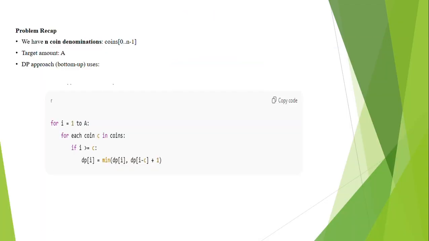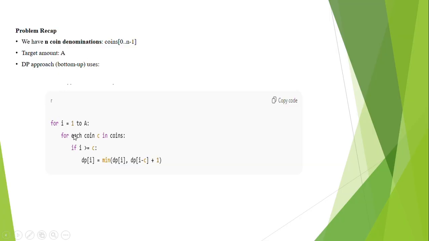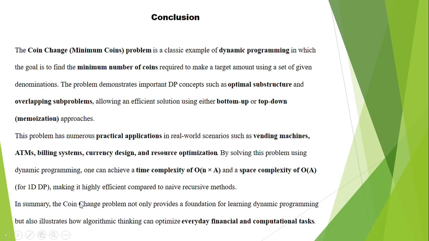Now we have two for loops to find the target amount. Here we have the time complexity. We have two loops, an outer loop and an inner loop. For the outer loop, i runs from 1 to A, meaning it runs A times. For the inner loop, we iterate over n coins, so it runs n times. So our time complexity becomes order of n times A. Space complexity here becomes order of A, and order of n times A for the table.